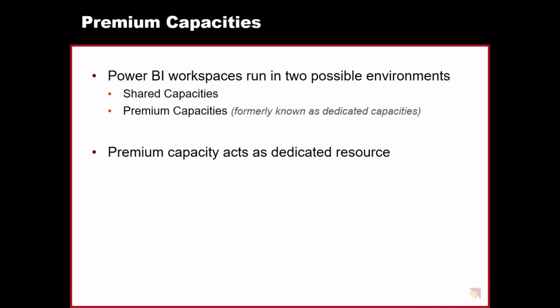Now, the premium capacity is a node that is dedicated to a single organization, just your company. If you're not running in a premium capacity, you're running in a node that other organizations are also using, and you can have the noisy neighbor issue where someone else in your capacity just happens to be running a huge job, and then your responsiveness slows down. So by having premium capacities, you basically have a set of hardware in the cloud that is dedicated just to a single organization.